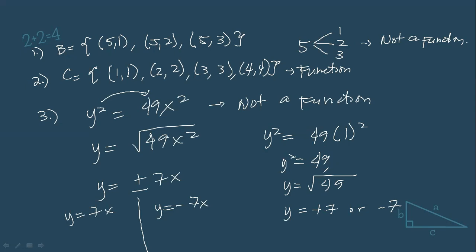So kung makikita nyo, my dear students, dalawa yung pwede nating maging result because positive 7 is different from negative 7. So ano pong implication niya? Ilan pong y sa iisang x? Diba po, dalawa? Anong sabi natin? Sa kada x, kailangang isa lang ang y. So, ibig sabihin po, my dear students, this is not a function.